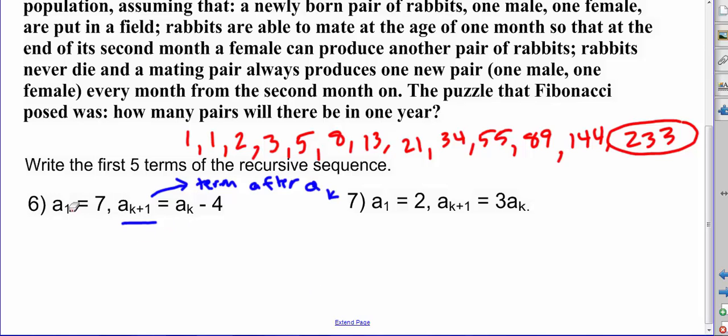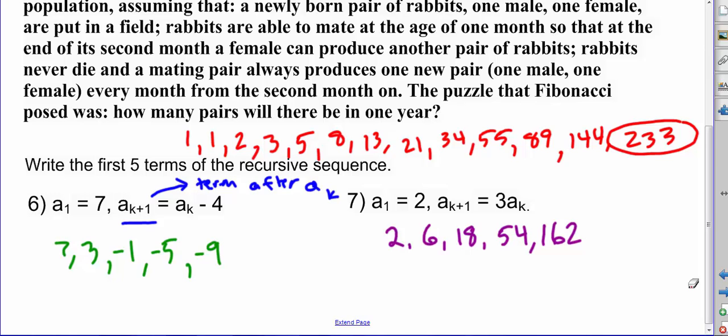So if I know that a sub 1 is 7, well, that's too easy, they've given me the first answer. I know that this sequence starts with 7, and then it would continue. I would subtract 4 from 7 to find the next term. So a sub 2 would be 7 minus 4. So that's 3. I'd subtract 4 again and get negative 1. And I keep subtracting 4. This says to find the first 5 terms, so I'm going to keep going until I find the first 5. Why don't you try finding the first 5 on number 7 on your own? So pause it and then compare your answer.